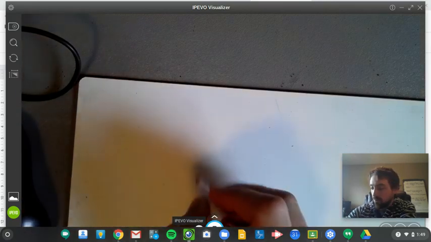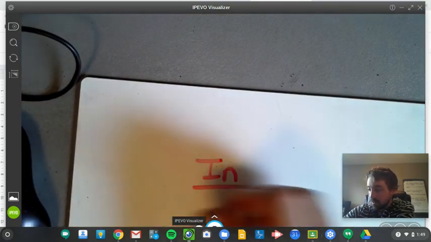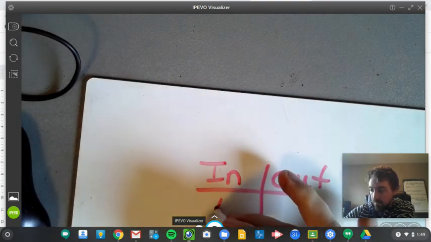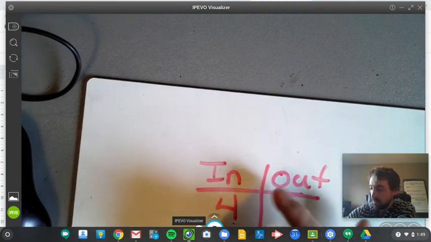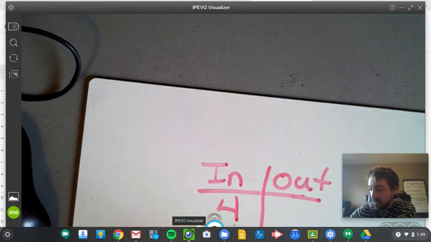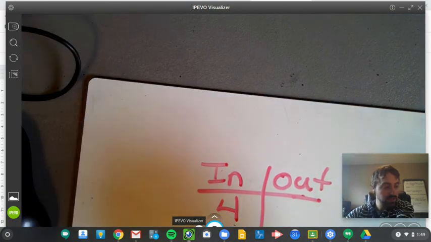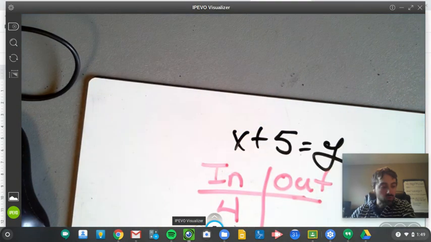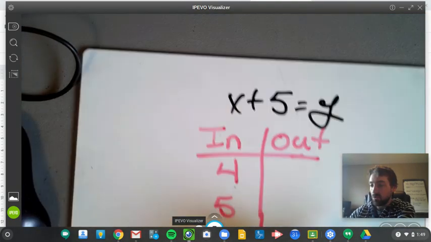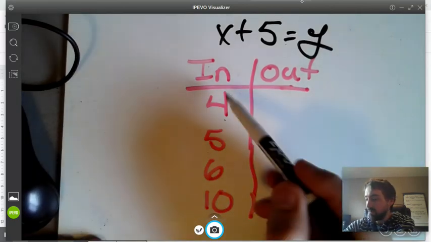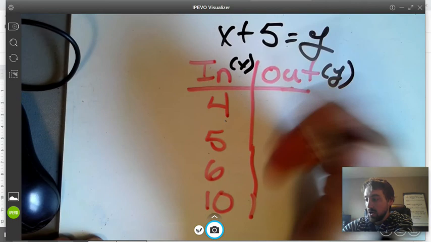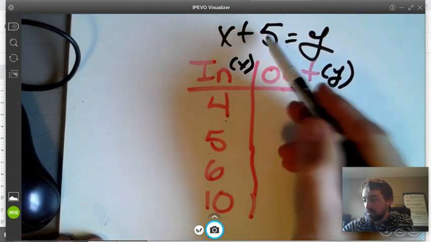So our input is 4, 5, 6, and 10. And our rule is x plus 5 equals y. So when we are looking at completing this row, wherever the input is x, and the output is y. So the input is 4 plus 5 is y.